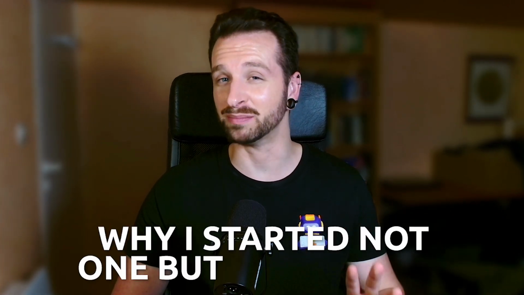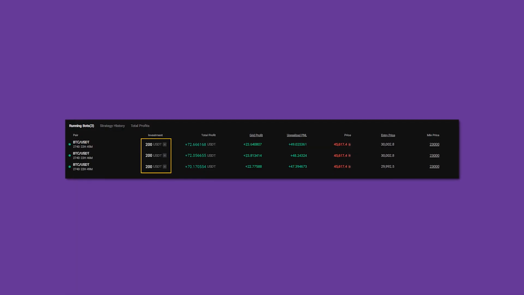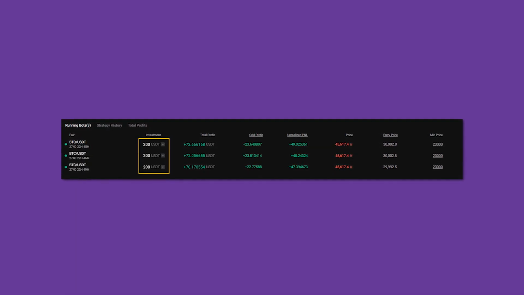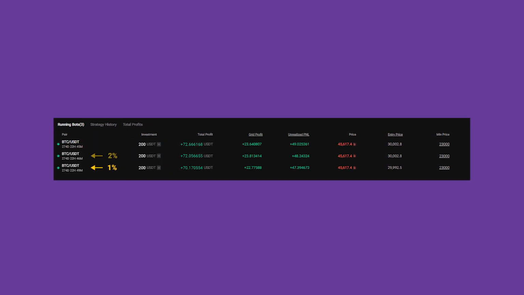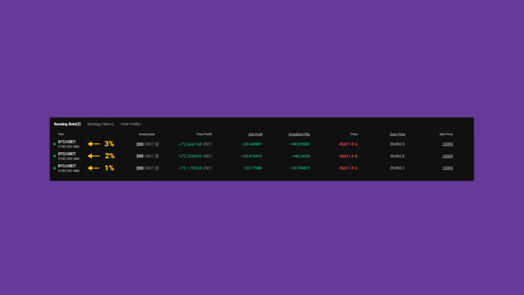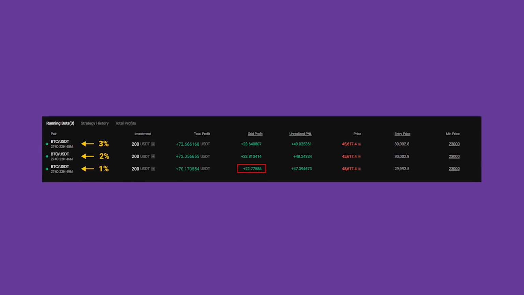But first, let me tell you why I decided to run 3 bots and not just 1. You've probably guessed it. I wanted to know what grid spacing worked best. Here's the breakdown. I started each bot with 200 USDT, all within a few minutes. The bottom one with 1% grid spacing, the middle 2%, the top 3%. And what do we get in terms of grid profits? Well, the 1% is the loser. Too many small trades. So first, too much money spent on trading fees, and second, not letting the price move enough before taking profits.